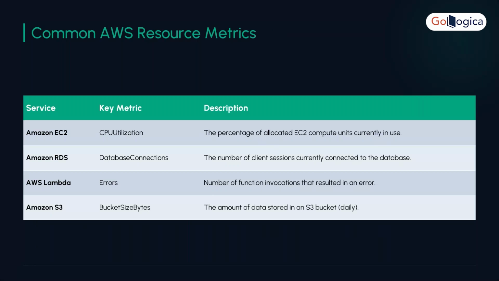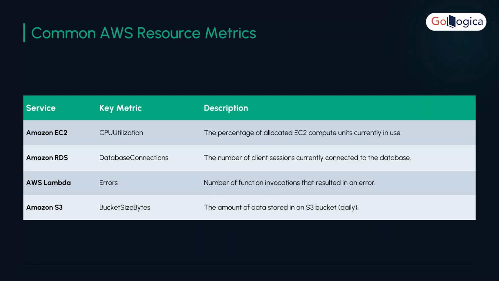For AWS Lambda, a key metric is errors: the number of function invocations that resulted in error. Now, Lambda is a serverless service. We don't have to manage the underlying resources ourselves, so that is why we call it serverless.